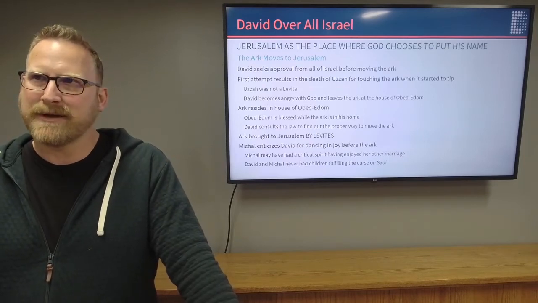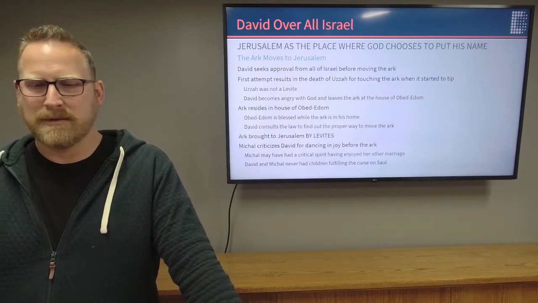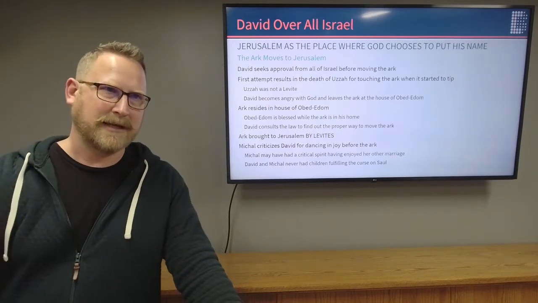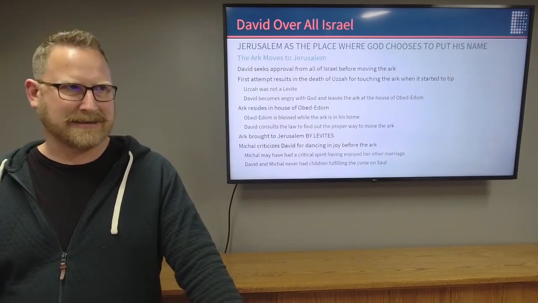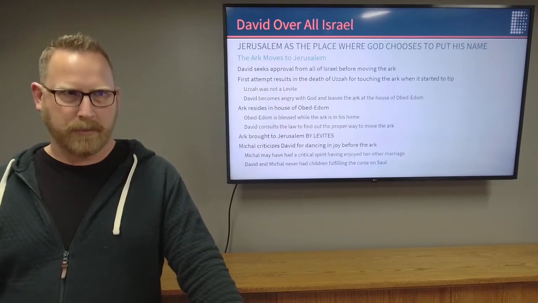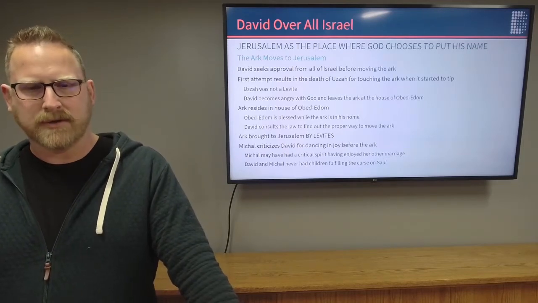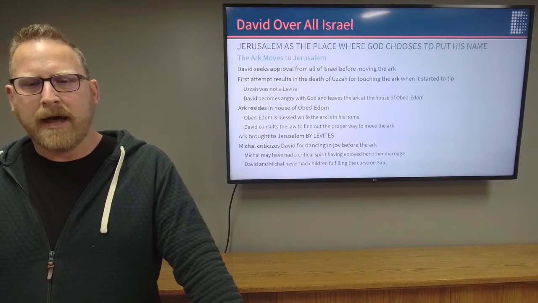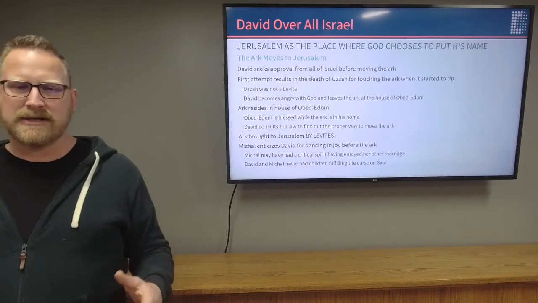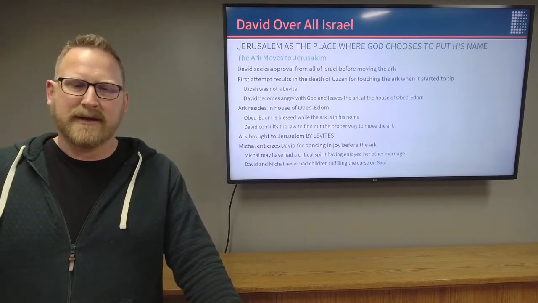And it says that her husband followed after her weeping. So it seemed that they had a good relationship. And so it may be that as she's just ripped from that relationship, she no longer has this crush on David. Not to mention she was his wife, and now she's one of multiple wives, which probably would ruin just about any marriage relationship. So when she comes in, she probably didn't have that great a relationship with David to begin with, and then she criticizes David for dancing.